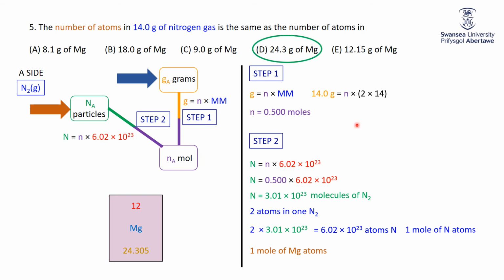So just take it through because it was kind of a longish type problem. Number of atoms in 14 grams of nitrogen gas, well, we found that's 1 mole of atoms, the same as the number of atoms in 1 mole of magnesium, and 1 mole of magnesium weighs 24.3 grams.